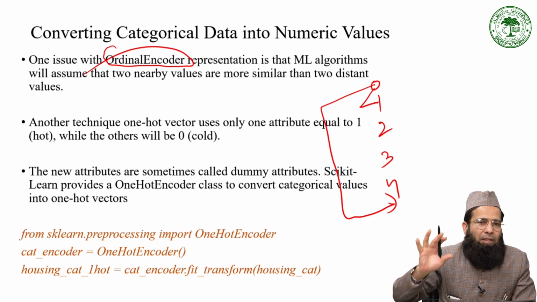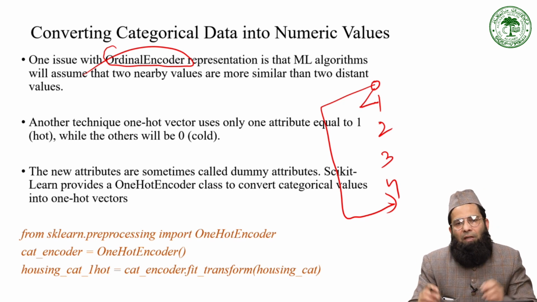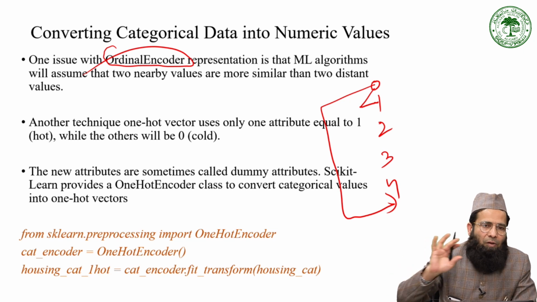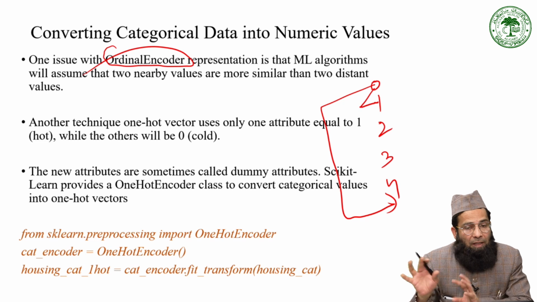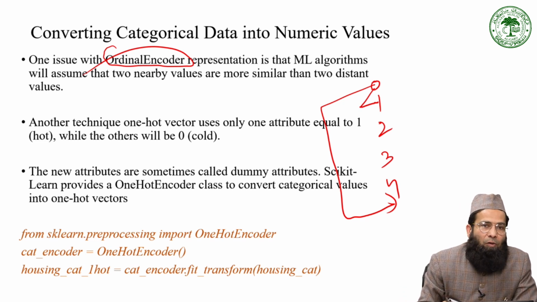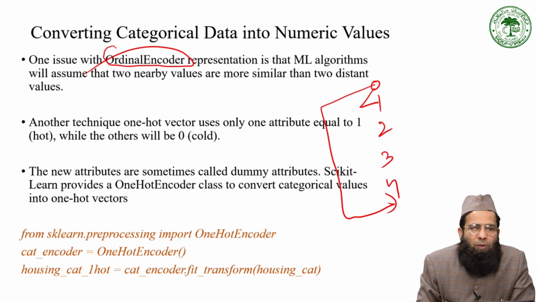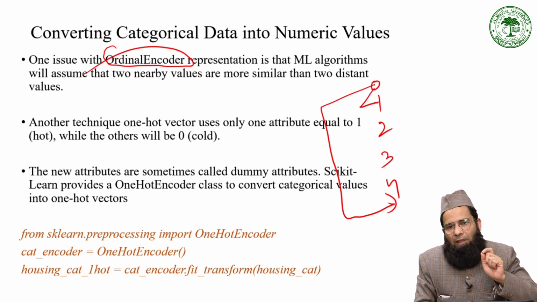Like if you have different colors, let's say red, blue, green, yellow, there is no such relationship, right? Blue is not near to green and green is not near to blue, right? We are not considering the numerical value of RGB. So for that purpose, another technique is used, which is called one hot encoding or one hot vector. It sets one attribute equal to 1, that is hot, while the others will be 0.